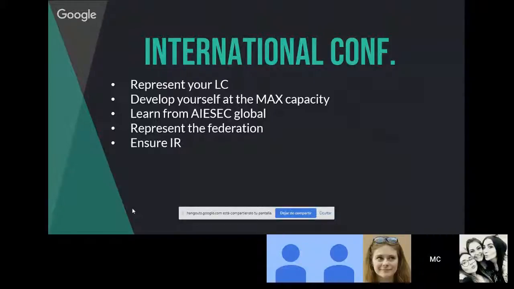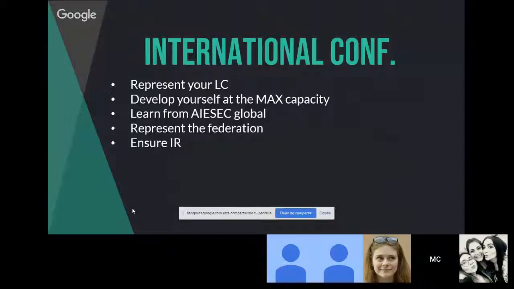In international conferences, you can represent your LC. That is super important. The fact that an LC is being heard or being showcased on international conferences is going to boost everything inside your LC, your motivation, the motivation of your EV, the motivation of your members, and everything else.